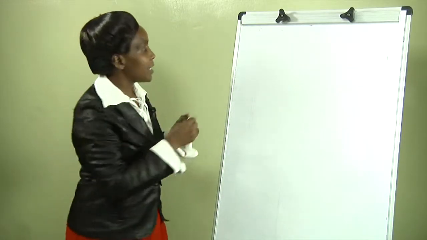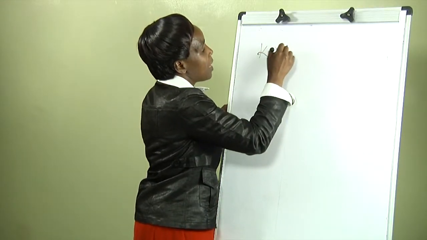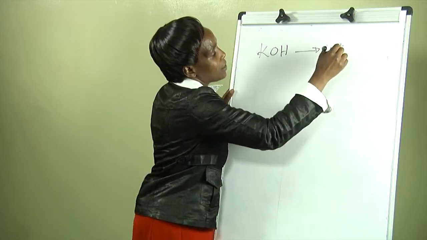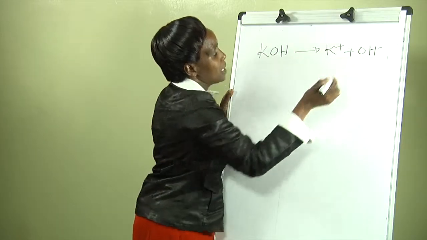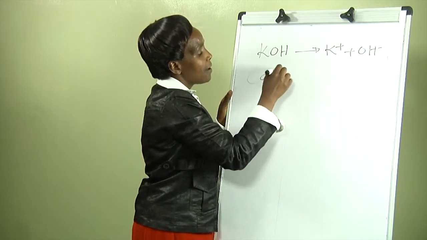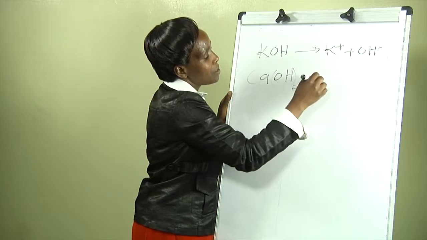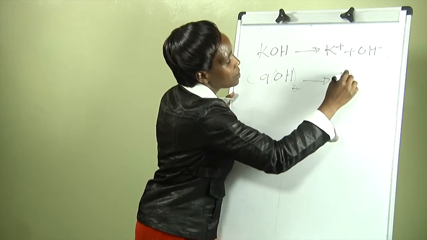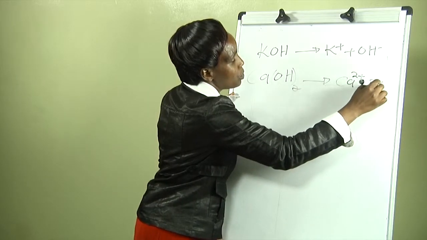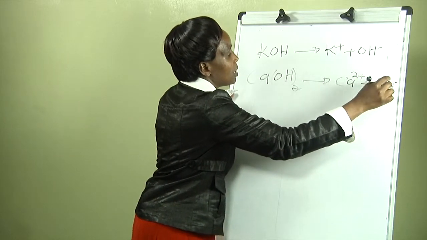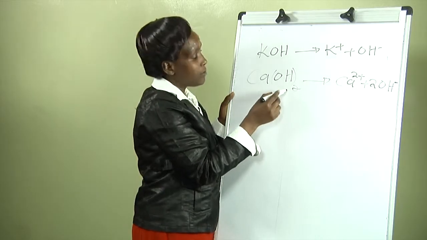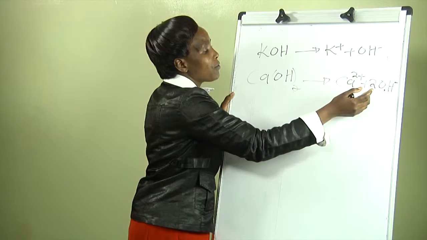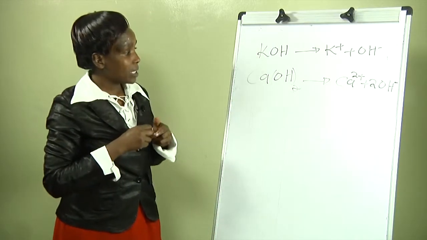So if you are having potassium hydroxide, you dissolve it in water, then you will have the potassium ions plus the OH ions. If you are having calcium hydroxide, Ca(OH)2, then you dissolve it in water, therefore you are going to have calcium ions plus 2 OH ions. Why we are having 2 is because of this 2 we have put in the bracket. It means that we are having 2 ions of OH. That's where we are getting the 2 OH.